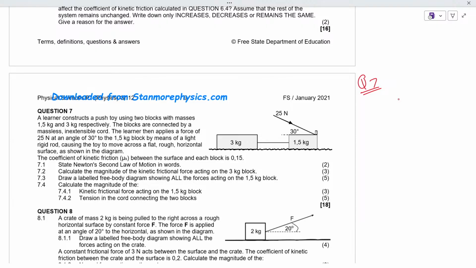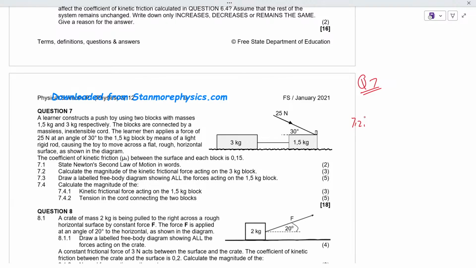When a net force acts on an object, the object will accelerate in the direction of the net force. Acceleration is directly proportional to the net force and inversely proportional to the mass of the object. Okay, thank you. And then they say calculate the magnitude of the kinetic frictional force acting on the 3 kg block.